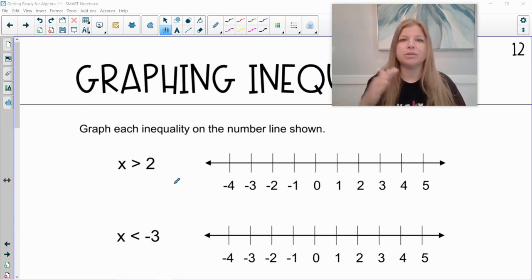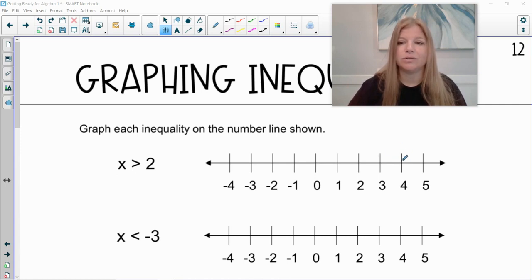Now, if I was to ask you to shade on the number line all the values where x is greater than 2. Is -4 greater than 2? No. -3? No. None of these negative numbers are greater than 2. 0 is not greater than 2. 1 is also not greater than 2. Is 2 greater than 2? No, they're equal. But everything to the right of 2 is greater than 2.